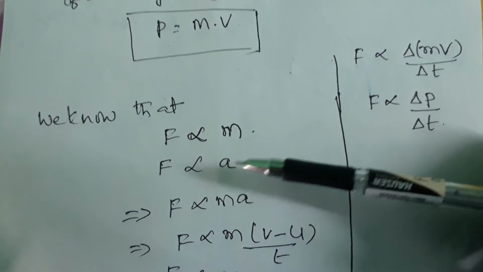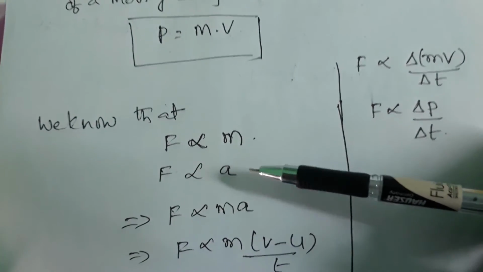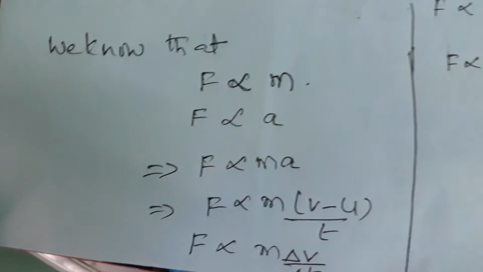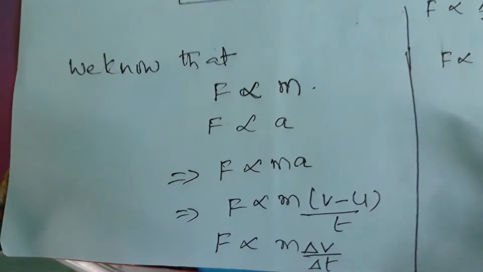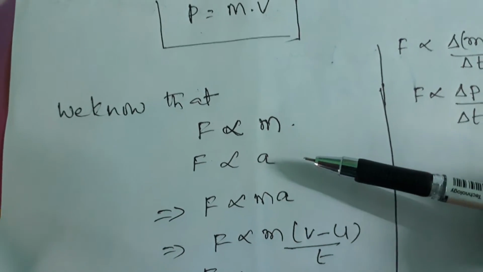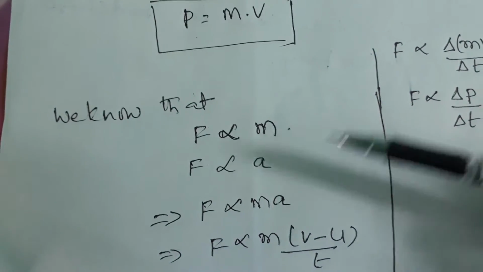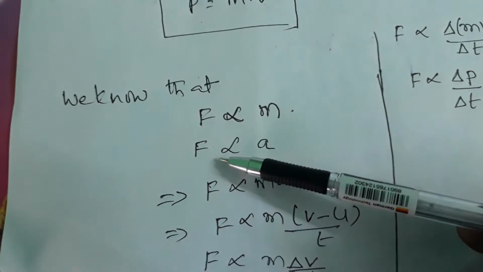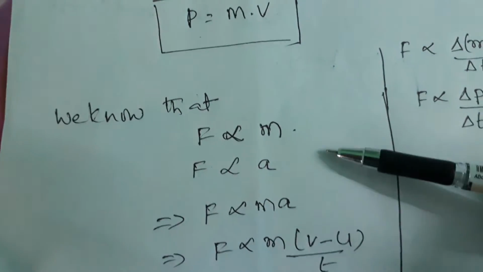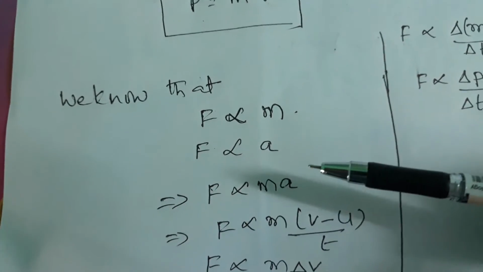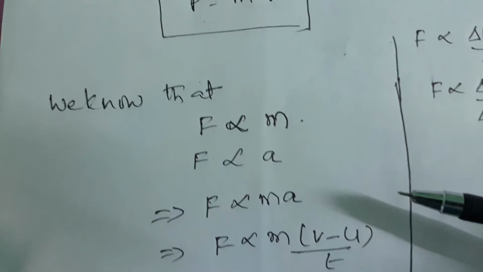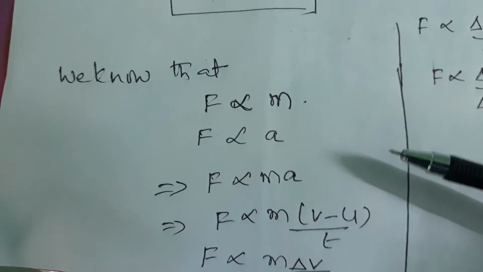And one more thing, force is proportional to a, which means acceleration. What is acceleration? Change of velocity of a body is called acceleration. The change of velocity depends on the applied force. If you apply a huge force, there is a huge change in the speed of the body. Less force, less change in the speed. So F is proportional to acceleration, which means change of velocity of a body.